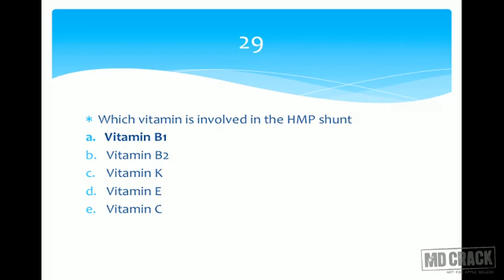Remember, the RBC transketolase levels are used to determine whether a person is deficient in thiamine or not. Vitamin B1 is thiamine, and thiamine pyrophosphate acts as a coenzyme in the HMP shunt, in the reactions of transketolase. Vitamin B2 is not involved. It is involved in alpha ketoglutarate dehydrogenase, the TCA cycle, pyruvate dehydrogenase, succinate dehydrogenase, not in the HMP shunt. K is for coagulation, vitamin E is an antioxidant, vitamin C is also an antioxidant.